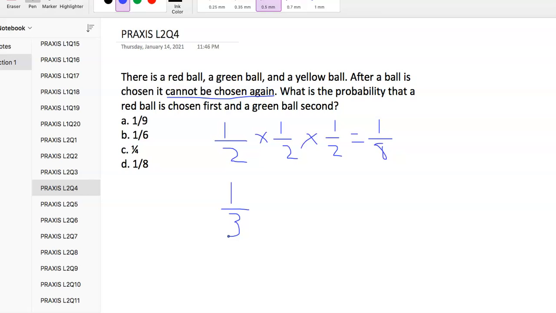Okay, but after I get the red ball, then the red ball gets thrown out. Now there's only 2 balls left. One of them is green, one of them is yellow. So I have a 1/2 chance of getting it to be green. And then we multiply these 2 odds together. 3 times 2 is 6, and we end up with a 1/6 probability.